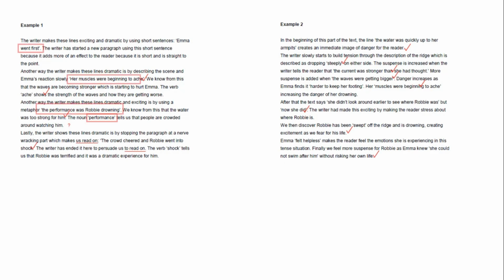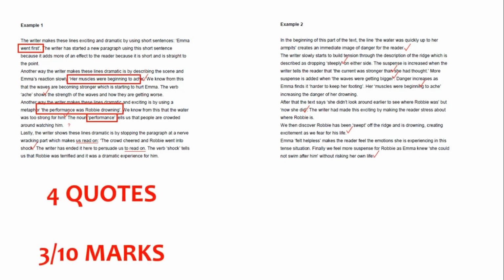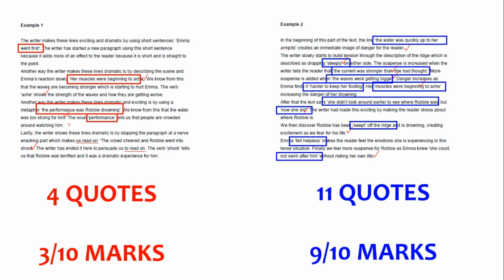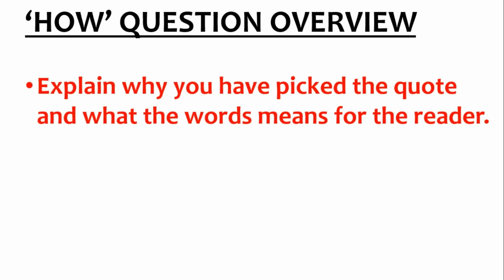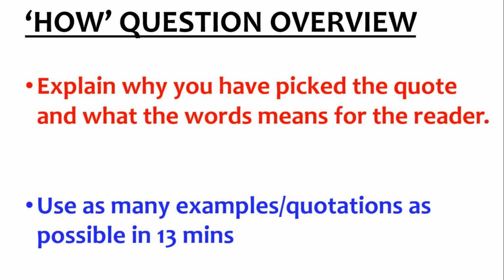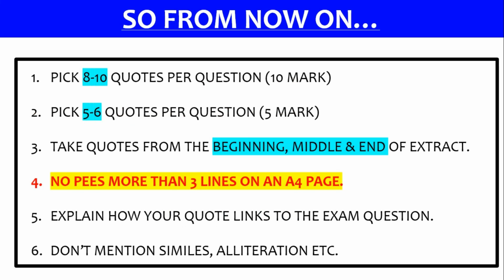So again, why do we want a lot of quotes? Well, this is a 10 mark one, for example, a bit different to the one I showed you. This one used 4 quotes, so I can only really get 3 out of 10. And this one used 11 quotes, so 9 out of 10. So as many quotes as you can is going to do well for you and get you a high mark. Remember the how question overview: explain why you've picked the quote and what the words mean. Use as many examples as you can, even 5 minutes for a 5-mark question or 30 minutes for a 10-mark question. And remember, from now on, 8 to 10 quotes per question for a 10 mark, 5 to 6 quotes for a 5 mark. Take quotes from the beginning, middle and end.